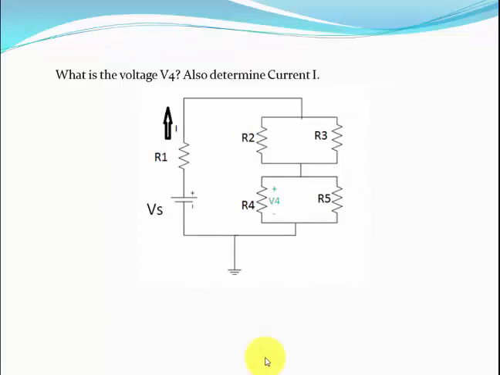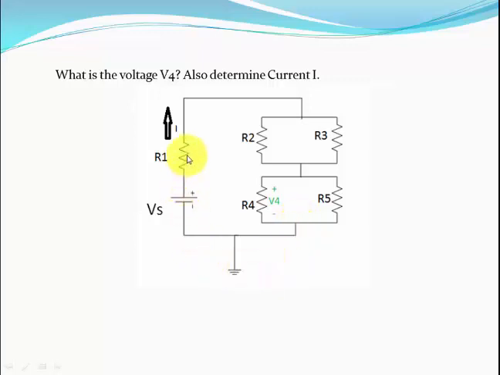Now they add more questions here. What is the voltage V4 over here? Also, what is this current I over here? So how do we solve for the voltage across resistor R4? You should understand R4 and R5 are in parallel. Parallel components have the same voltage. So V4 is also across the whole group. It's actually from here to here.